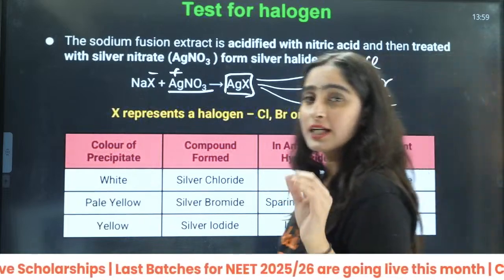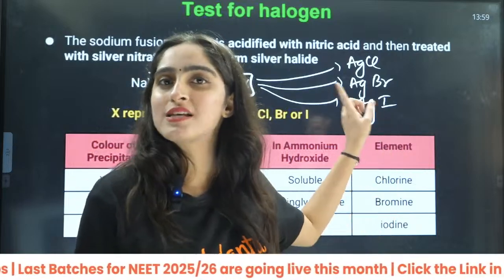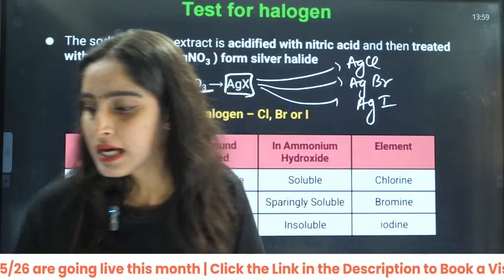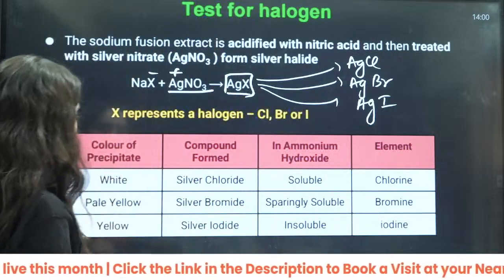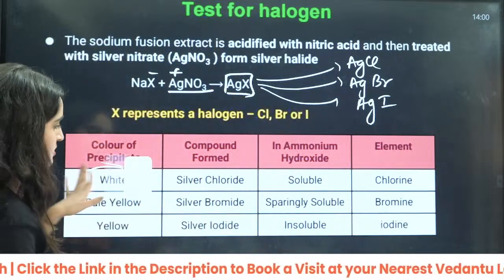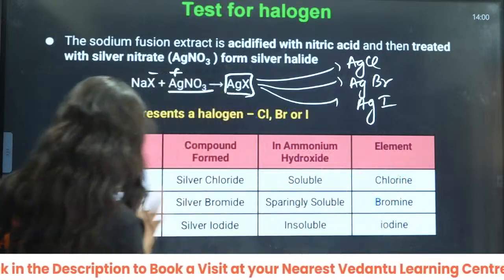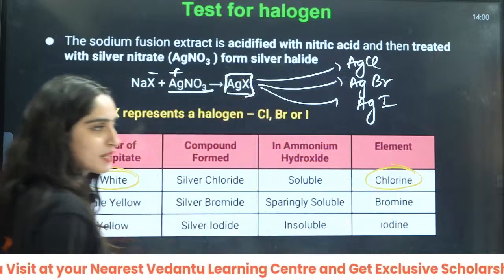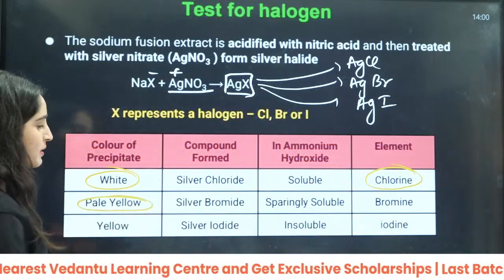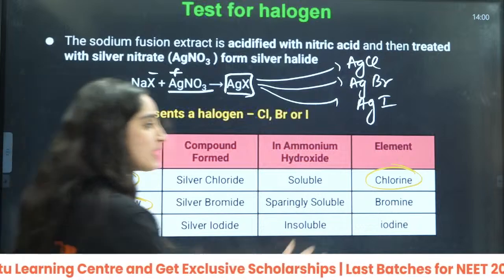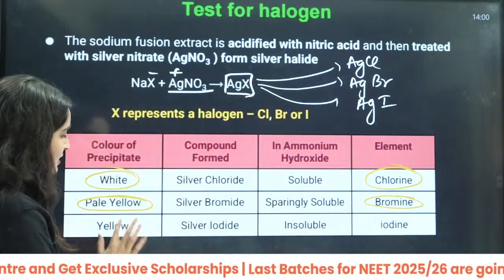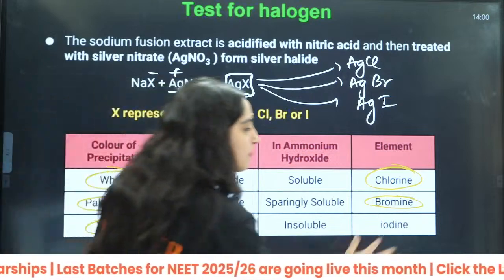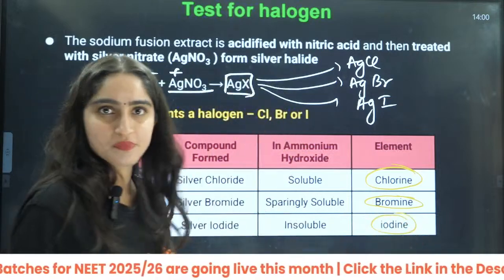Now, depending upon the color of precipitate that is formed here, we will identify which halogen was formed. For example, if you have the formation of white precipitate, that means chlorine is present. If you have the formation of pale yellow, that means bromine is present. If you have the formation of bright yellow, that means iodine is present.